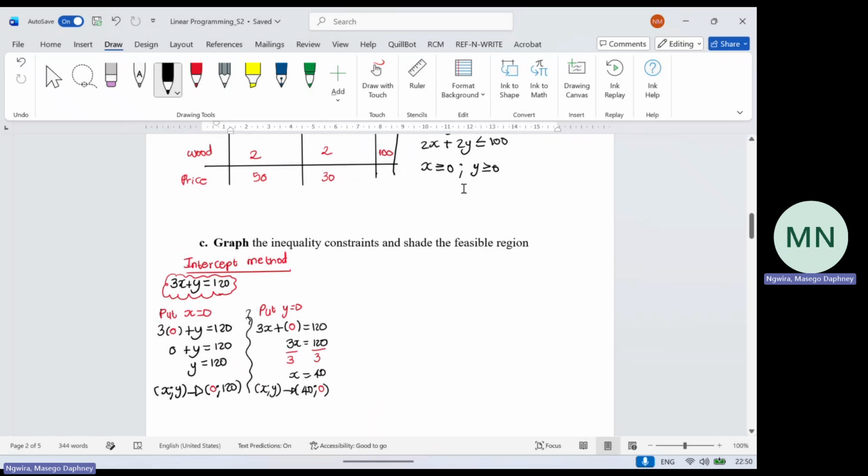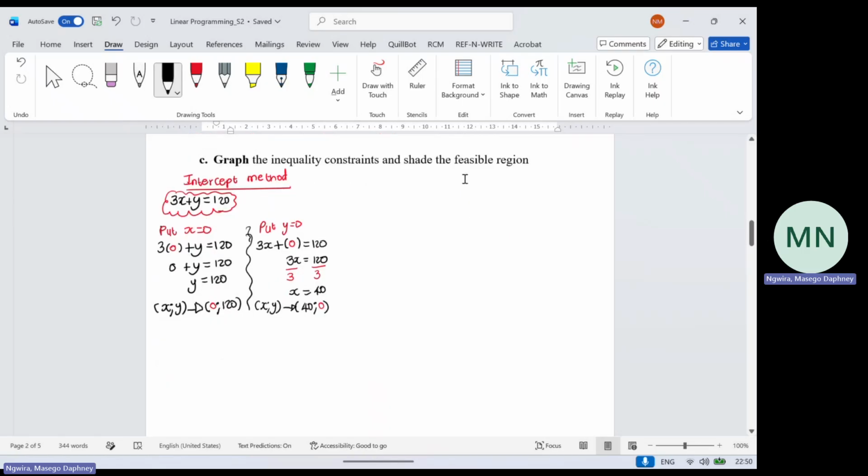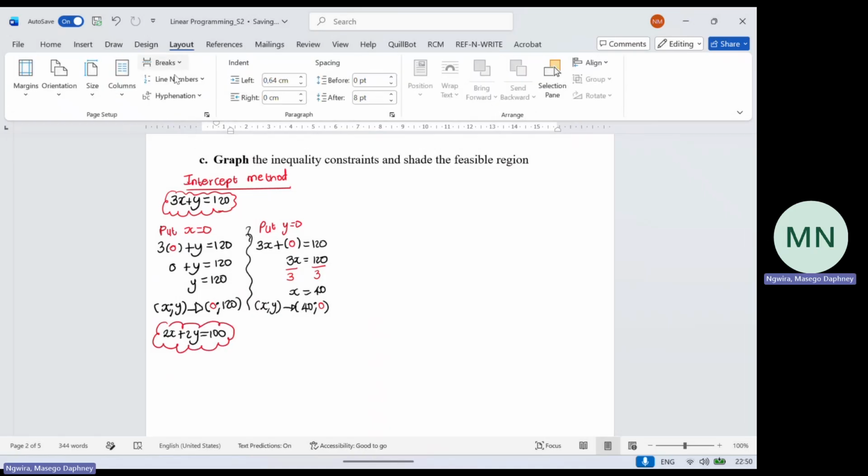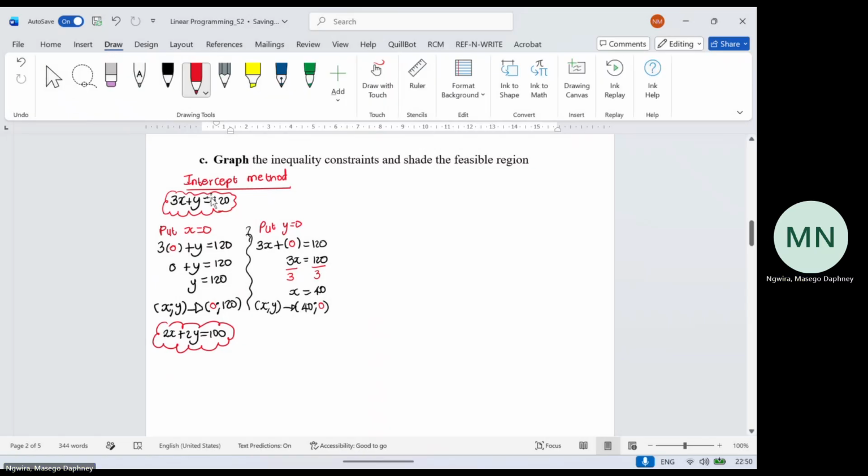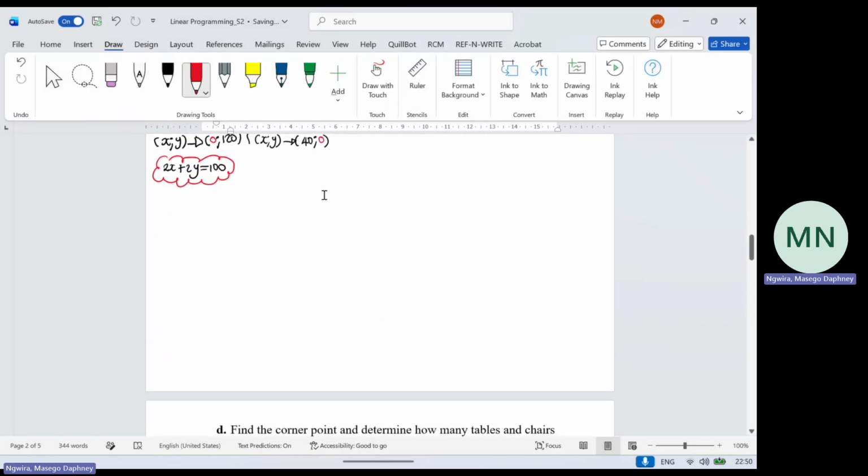So it's going to be 2x plus 2y equals 100. I'm going to use this one. And then I'm going to put x equals 0 and solve, then put y equals 0 and solve. Same thing as before. We're going to put x equals 0, so wherever we see x, we put 0.